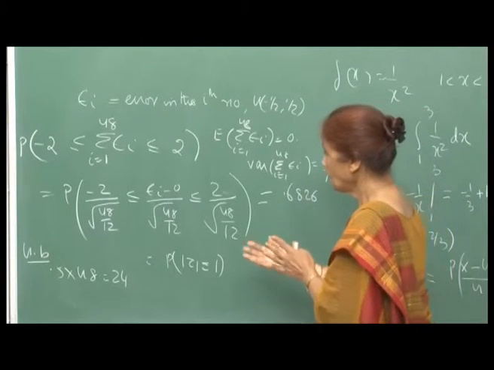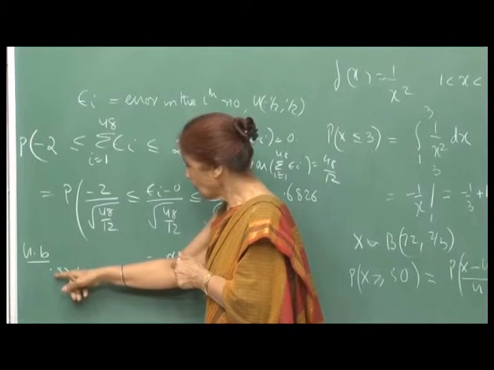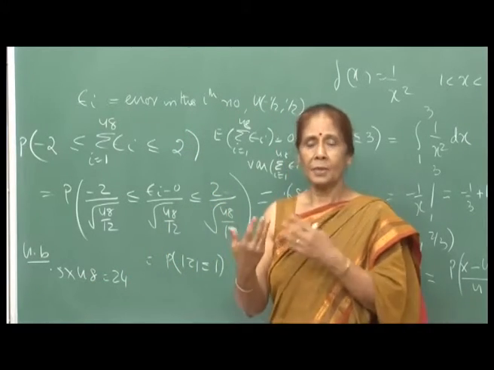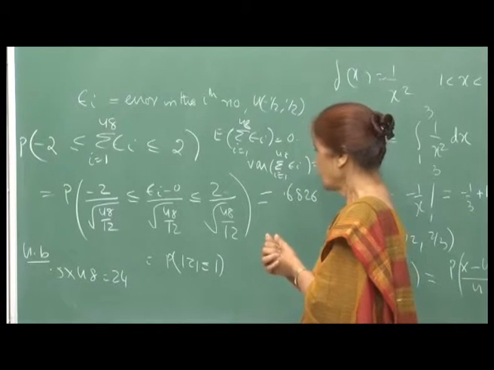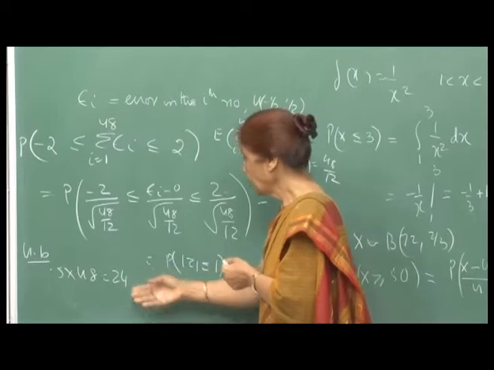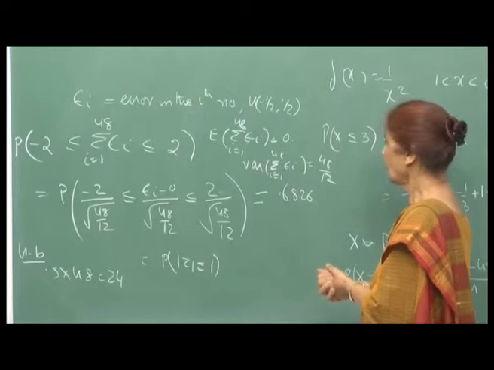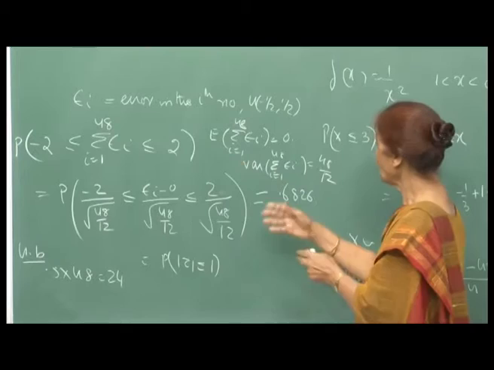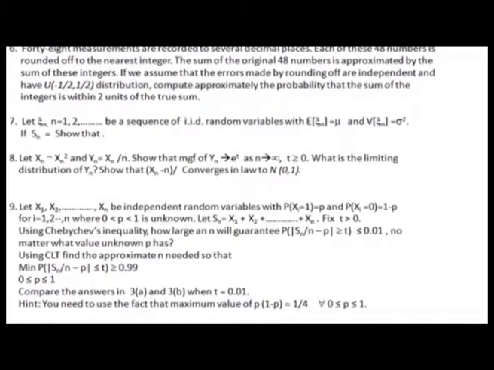But if you look at a loose upper bound, that means if you are rounding up all the numbers, then this will be 0.5 into 48, which will be 24. So, an upper bound on the total error can go up to 24. But the central limit theorem gives you the idea that the probability that the errors will be within 2 is reasonably high. Okay. So, this is something about the problem I wanted to talk to you about.